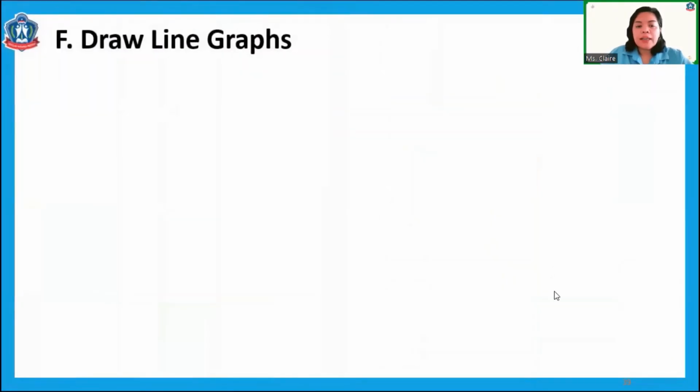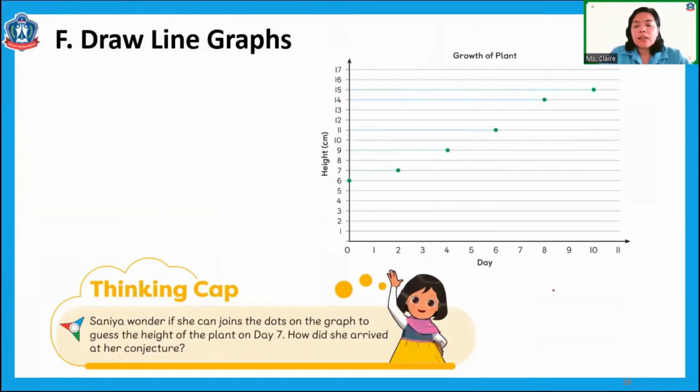Okay, Sania is thinking, she's wondering if she can join the dots on the graph to guess the height of the plant on day 7. So from the day she planted the plants, she can connect it to day 2 like this. Then day 4, day 6, day 8, and day 10. So you can now find out what is the height of the plants on day 7 from here. So day 7, you go here.